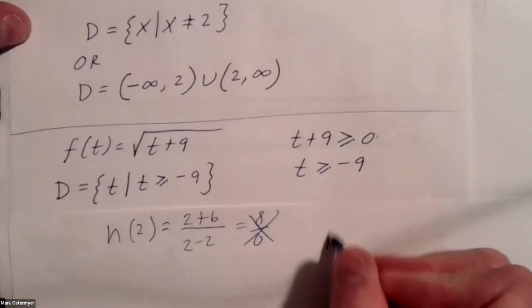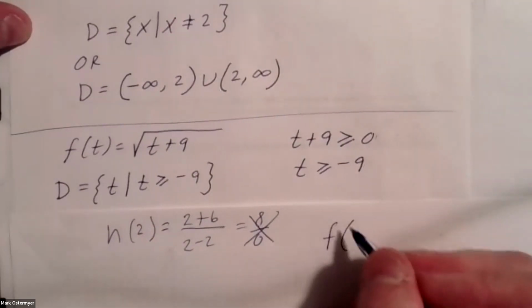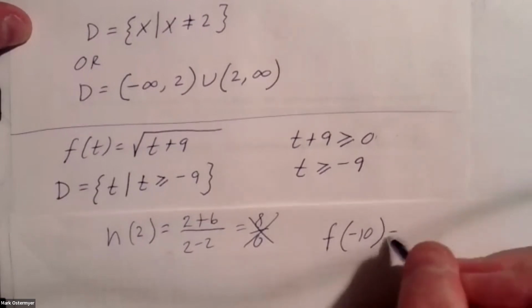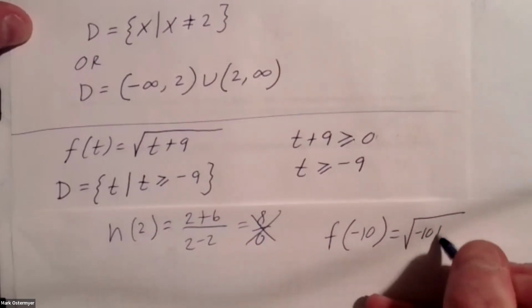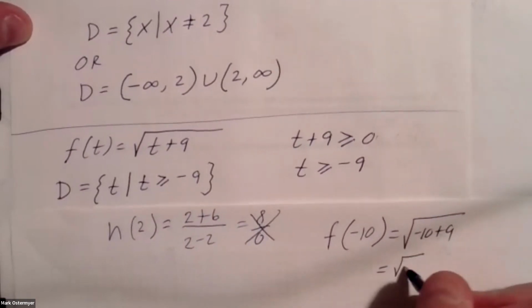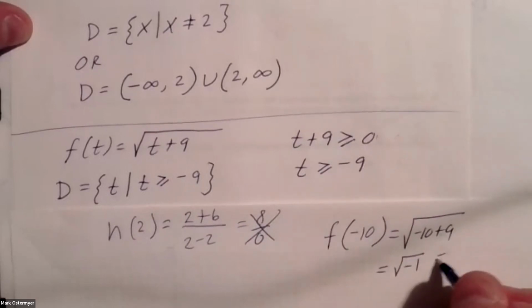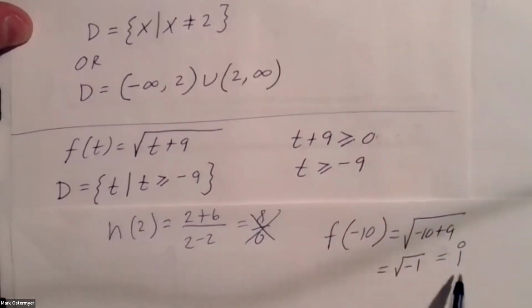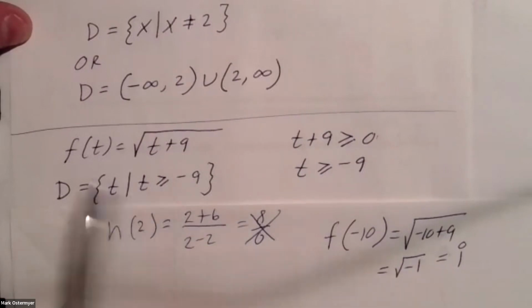If you try to evaluate this function f of t at some value less than -9, like -10, the function is going to get into trouble because it's going to be the square root of -1. And ladies and gentlemen, we know that to be i. i is not a real number. So as far as the set of real numbers is concerned, f of t is not defined at -10. Correct? Undefined.